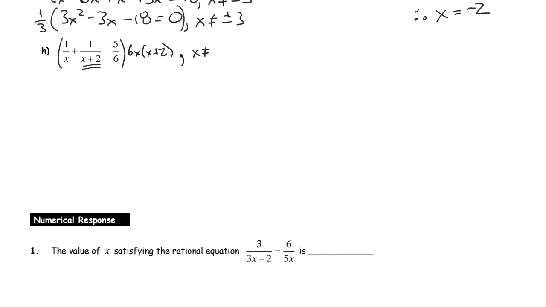Now, the non-permissibles that'll go with that: I can't let x go to 0, because if it does, the first term is undefined. Can't let it go to negative 2, or that second term is undefined. And so those are going to stick with me the whole way here.